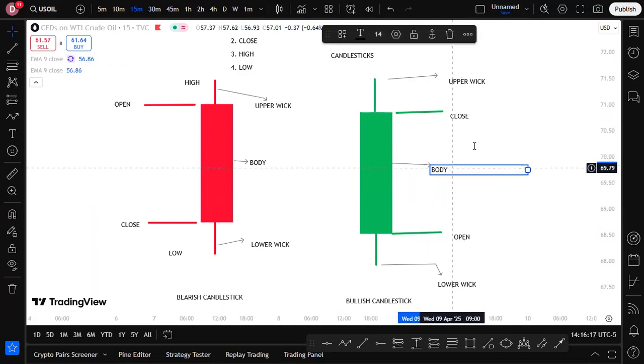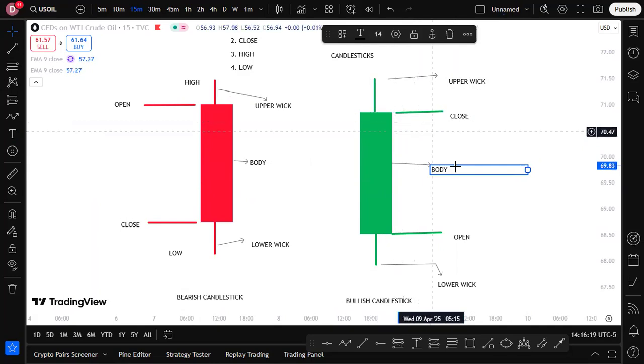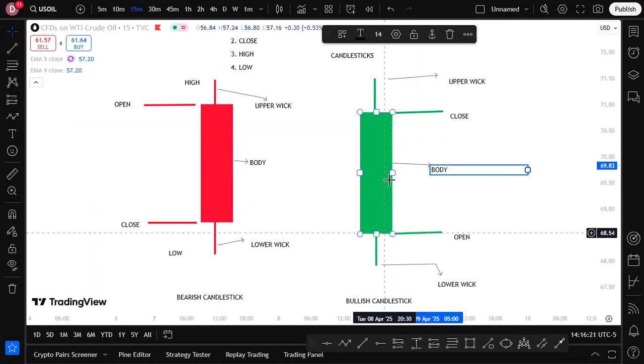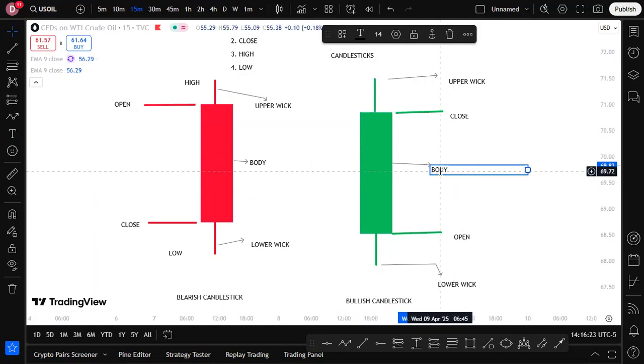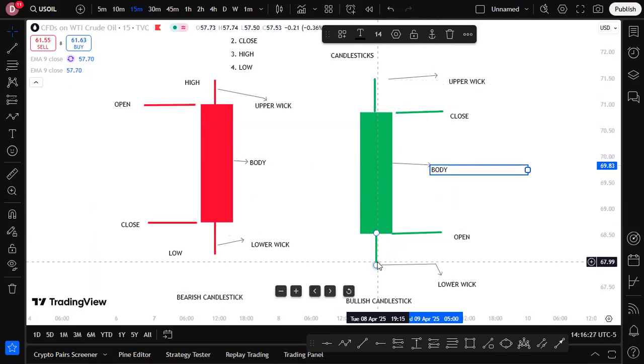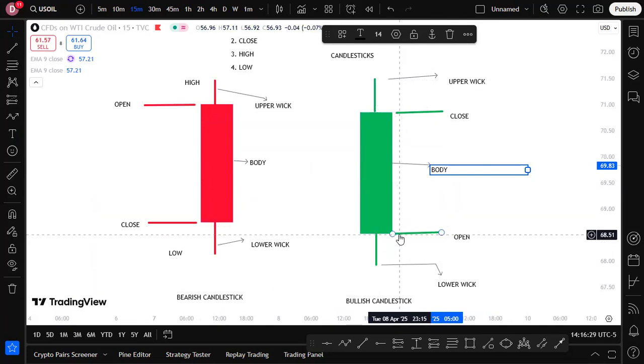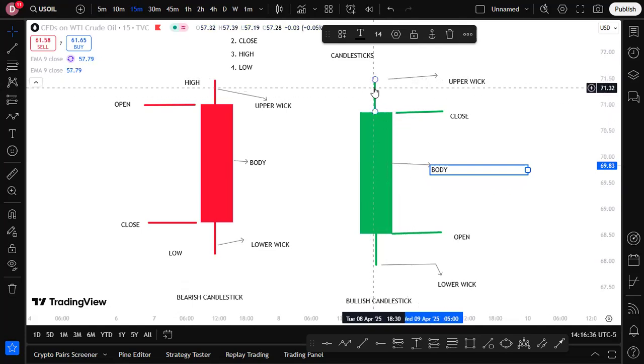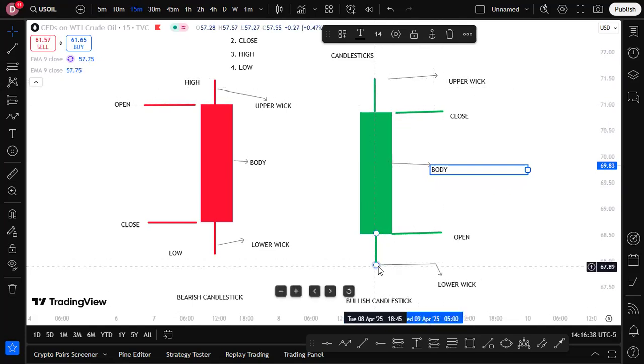Here is the body of the candlestick. So this was our open, this is our close, and this is the highest point the price went to, while here is the lowest point the price went to. That means we went up in price because we opened lower and closed above. So here is the upper wick, and here is the lower wick.